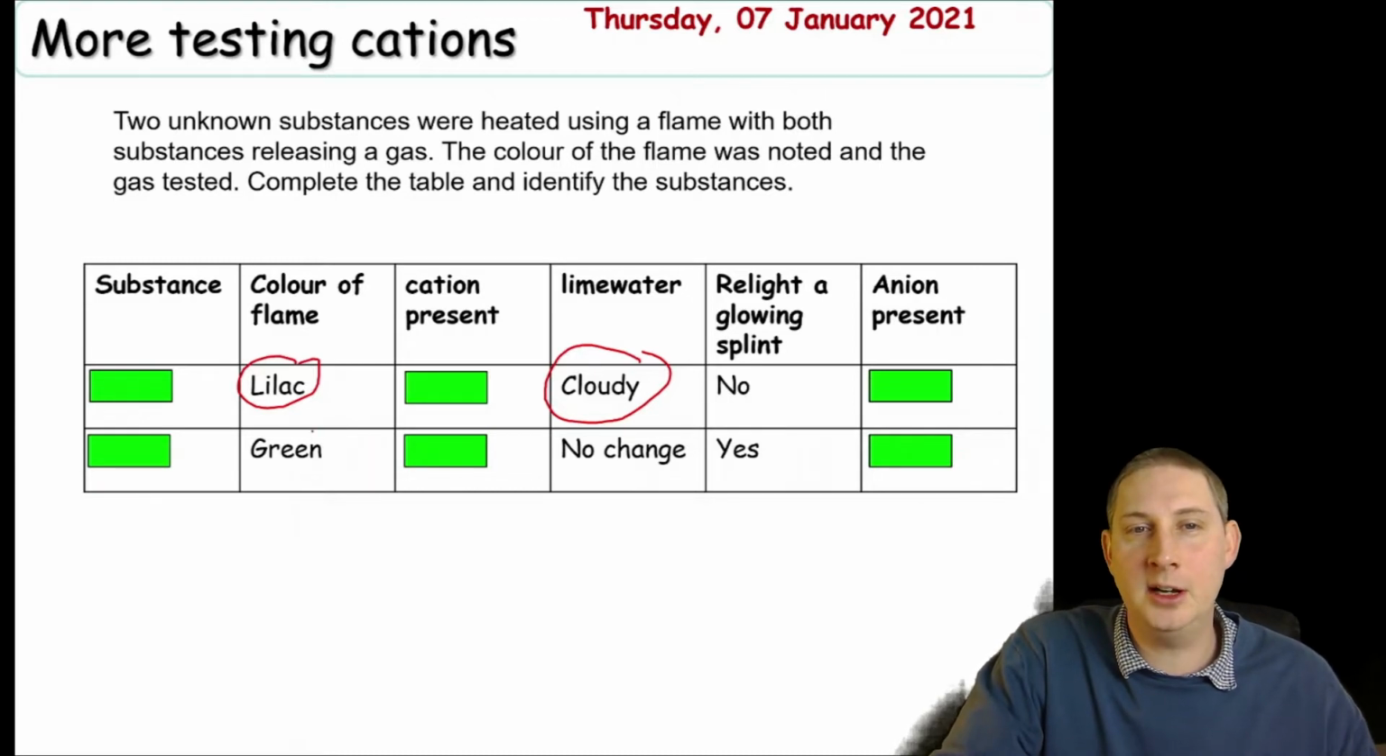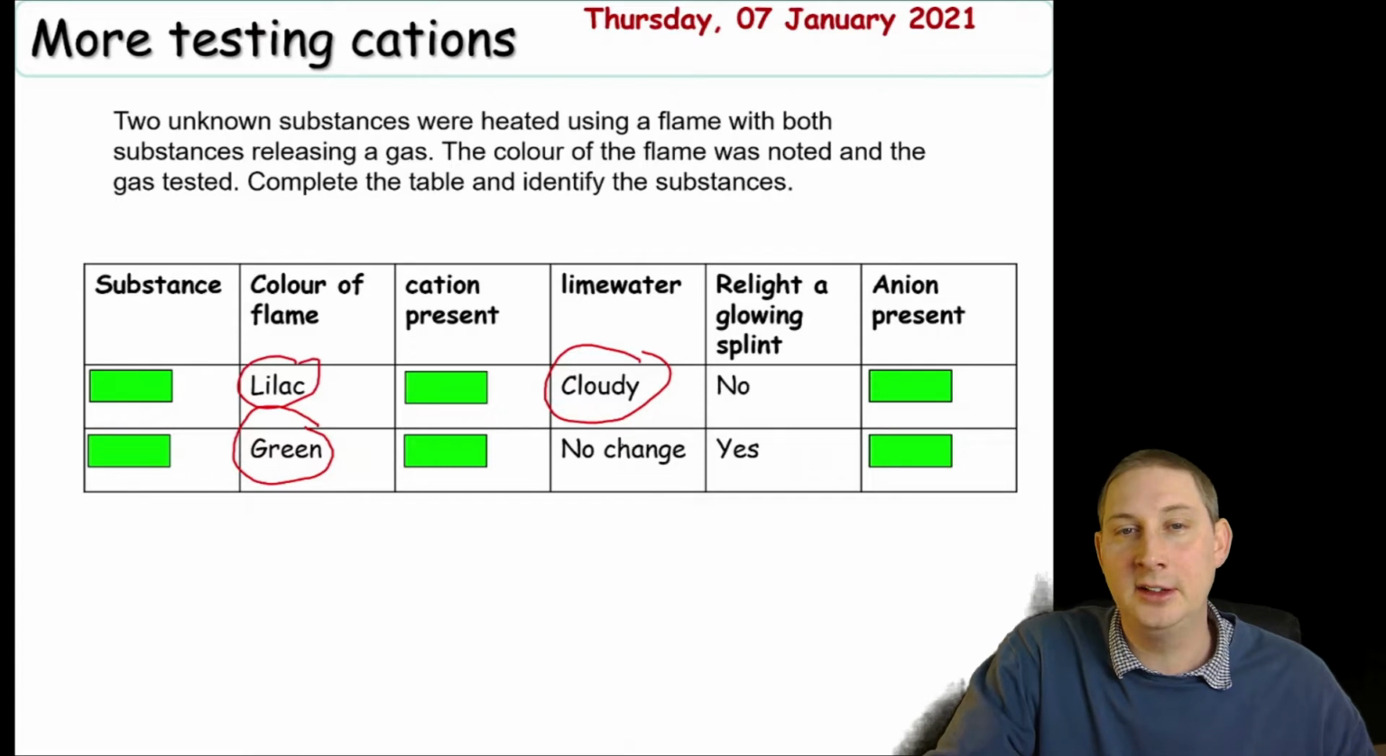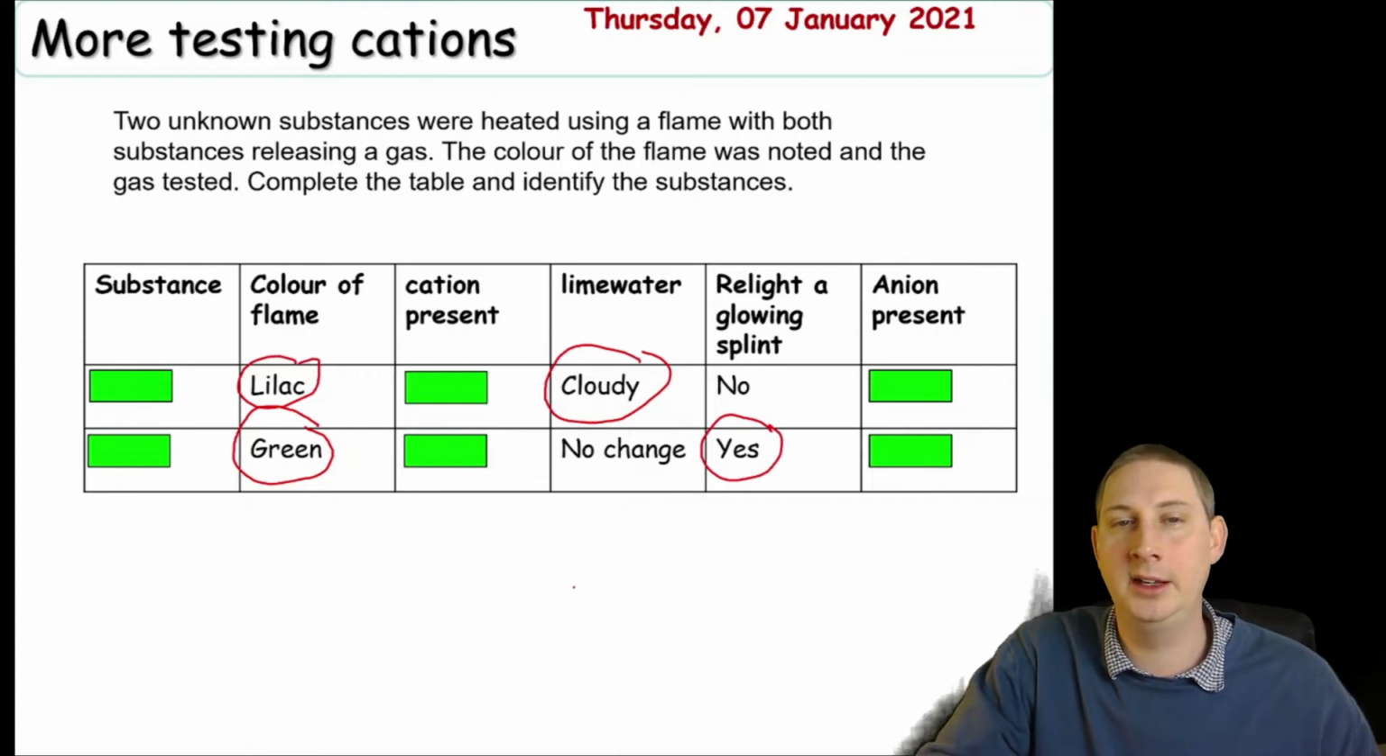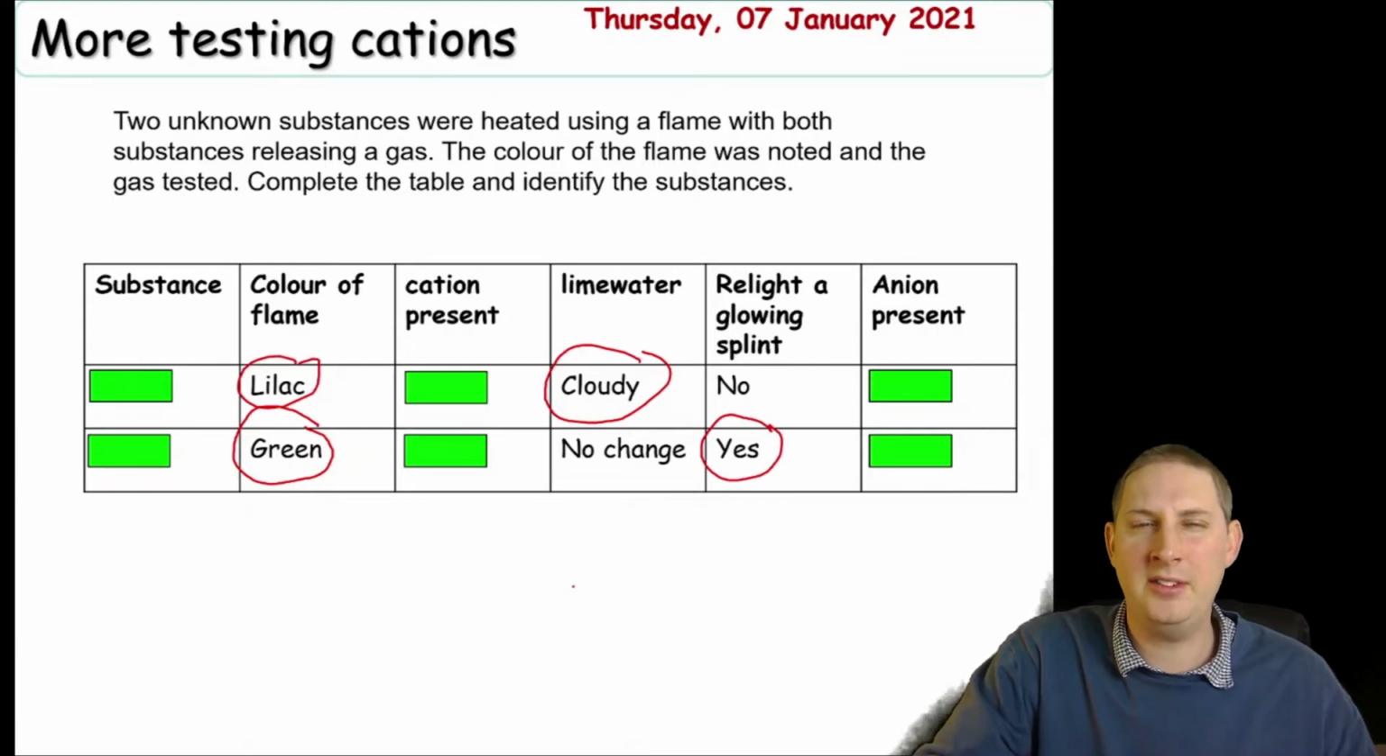Here's a second sample. We put this into the flame and we get a green flame. We heat it, it gives off a gas that, when bubbled through lime water, doesn't make a change, but this gas will relight a glowing splint. So have a think, what could these salts be?